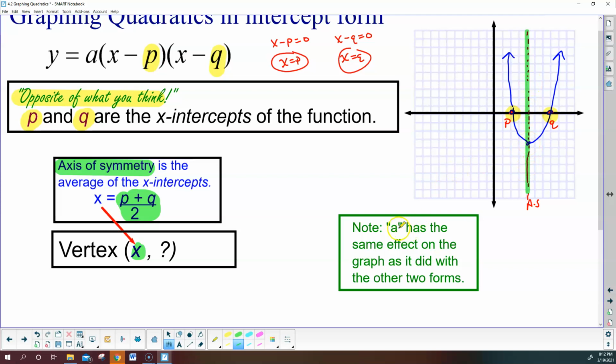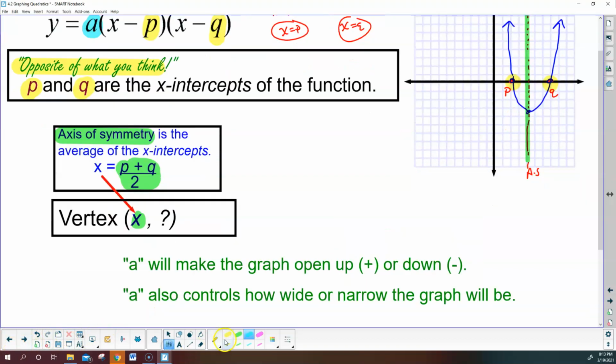Now, if the a value, this value right here, is positive, then we know our graph is going to open upward. All right. If the a value is negative, then it's going to open downward. And actually, I switched the order. I'm going to flip this really quick. Hold on. Okay, so I just had to flip this.